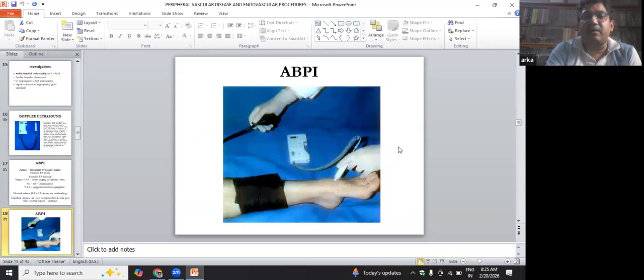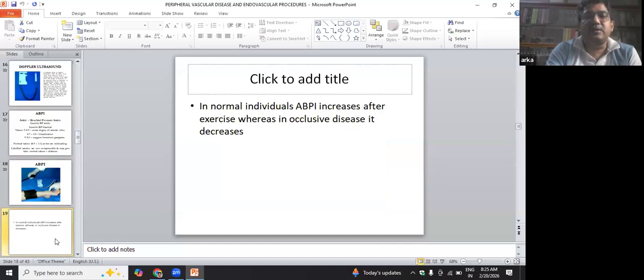So this is the picture of how you can assess. This is the handheld Doppler. I have a video, but in normal individuals that has to be taken. ABPI increases after exercise, whereas in arterial occlusive disease it decreases. So this is the thing you should always keep in your mind while assessing and thinking of any peripheral arterial disease.